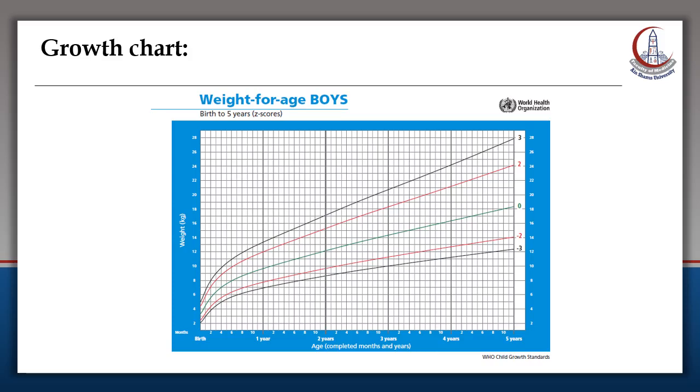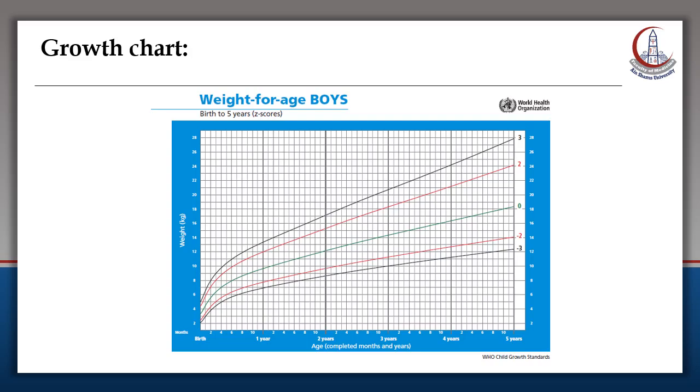There are growth standards by the WHO as weight for age, length for age, weight for length, head circumference for age. For example, here it is blue, so it's for boys. Plotting on the y-axis the weight in kilograms and on the x-axis the age in years, so it is weight for age.